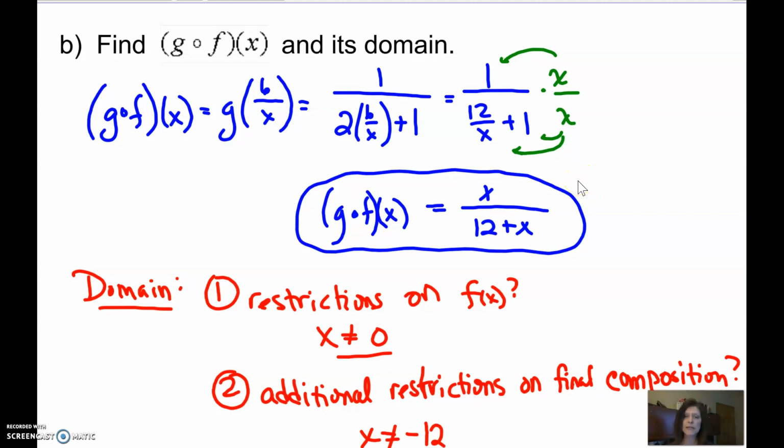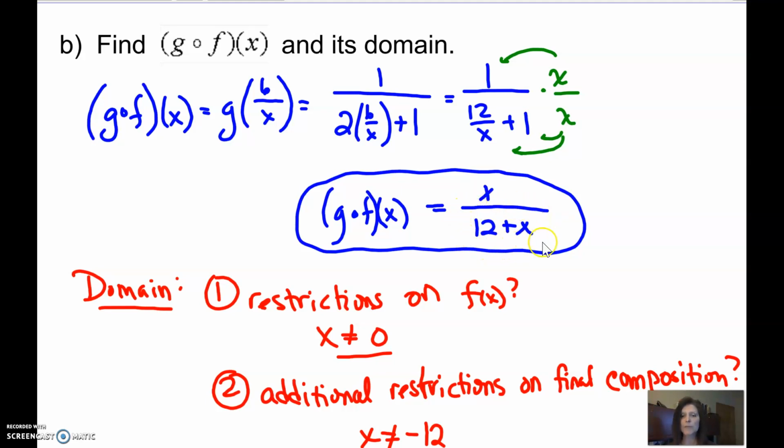Okay, so our two steps again: look at the first function and then look at the final composite. So in this case, g of f, the first function was f of x. Well, it's a fraction, the denominator is simply x, so that means we can't let x be 0. That one's done. Then we look at the final composite function. We have a fraction this time, so we are going to have a restriction.